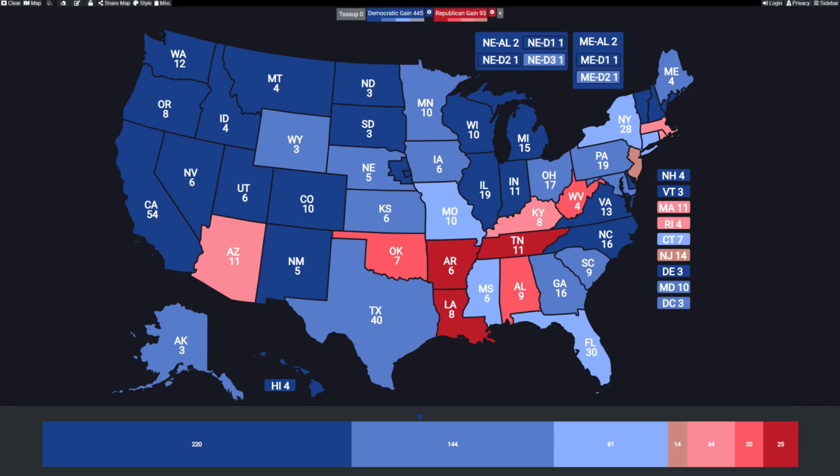These are the shifts from 2000 to 2008. Let me know in the comments, what do you think about any of the shifts in any of these states? And how about the candidates in both of these elections? Let me know any of your thoughts down below.